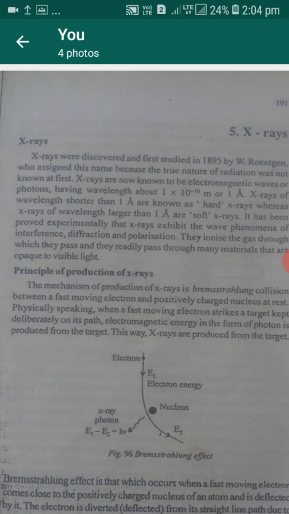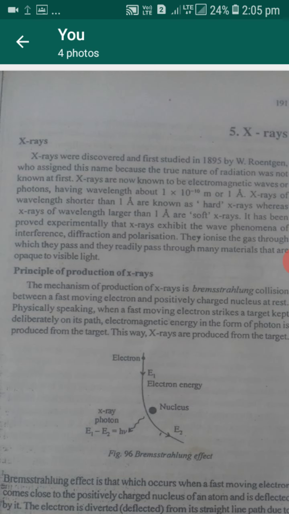There are two types of X-rays, hard X-rays and soft X-rays. X-rays having wavelength shorter than 1 Angstrom are called hard X-rays. X-rays having wavelength larger than 1 Angstrom are called soft X-rays. They exhibit the phenomena of interference, diffraction and polarization. When they pass through some gas, they ionize the gas.